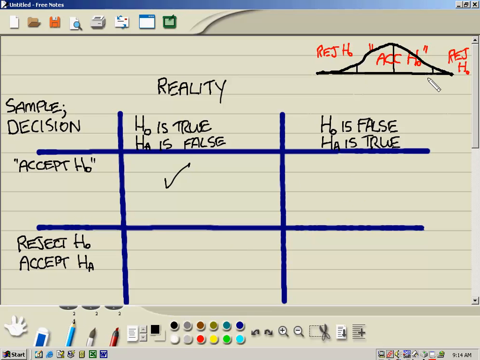If the null is true, same scenario, and we get a sample value outside the acceptance region, somewhere out here in the tails, then we will reject the null. But we have that the null is true, so that's an error. This is called a type 1 error. The 1 is usually written as the Roman numeral 1, so type 1 error.